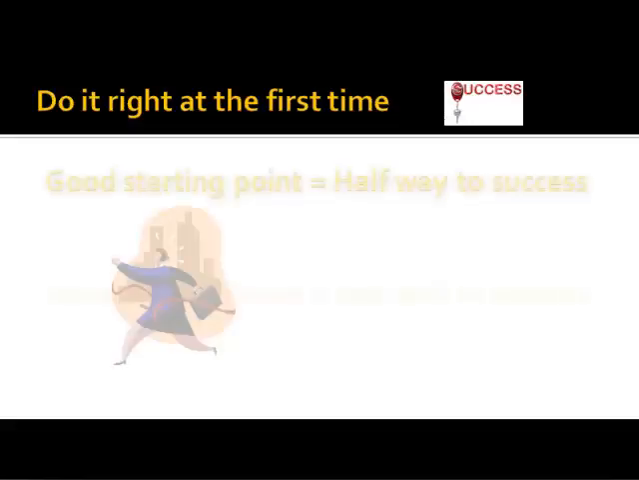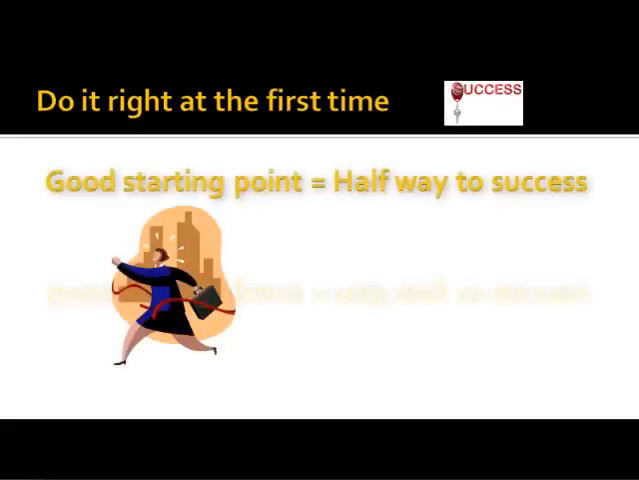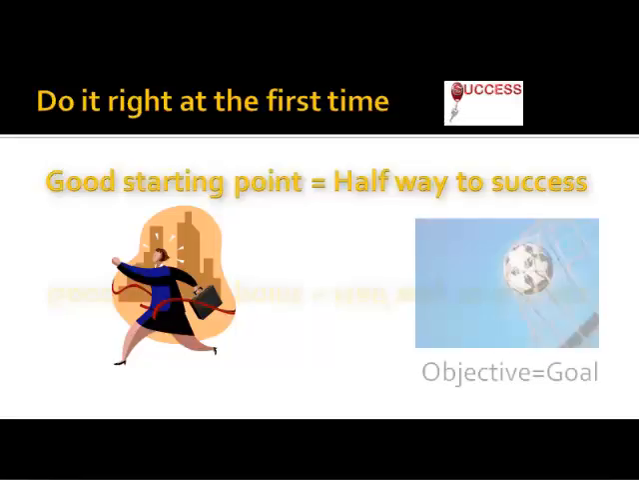So when we talk about success, we always hear people say that the key to success is to do things right the first time. Our ancestors call it a golden rule also. A good beginning or a good starting point is equivalent to almost halfway to success. So setting an objective or goal for our investment is very important. This goal will give us an idea of how fast and how hard it can be for us to achieve our financial freedom from our investment.